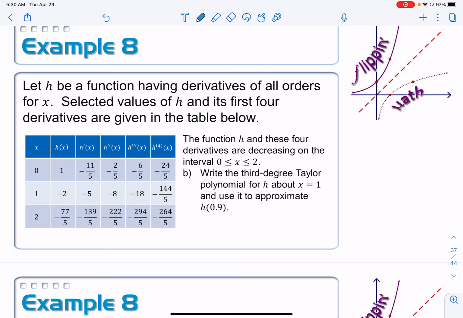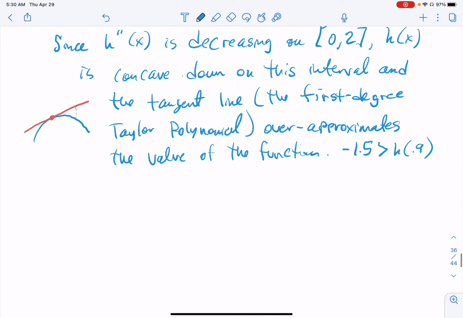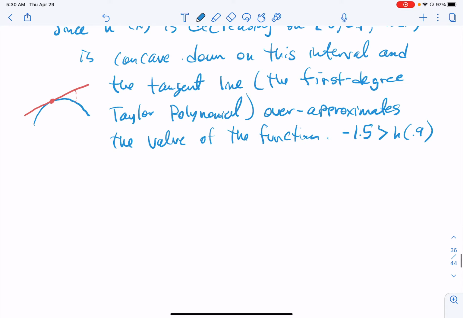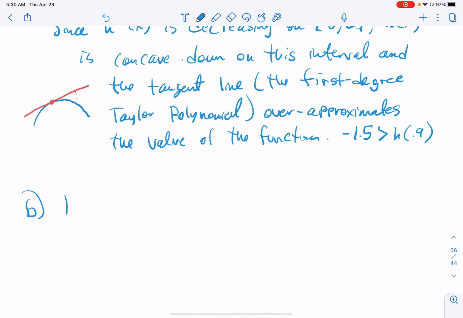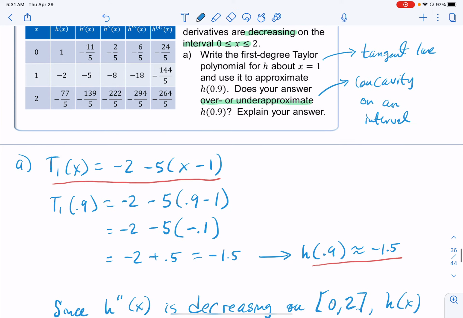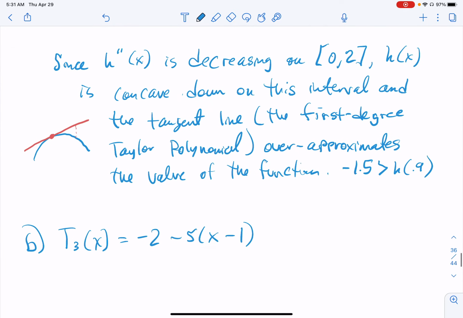Write the third degree Taylor polynomial, and we're going to use it to approximate h of 0.9 once again. Alrighty, so we should get a little bit more accuracy here. Part B, we want the third degree. And you know what? We're part of the way already there, starting with a y value, minus 5 times x minus 1. All right, so there's first degree, same thing as the tangent line, and now we need the second derivative at 1, which is a negative 8.